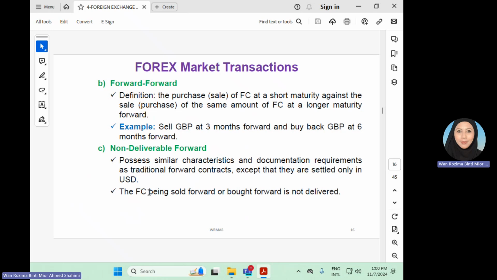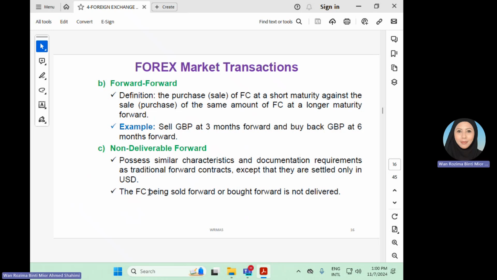So as you can see, there are two forward rates but with different maturity. One, as you can see, sells British pound at 3 months forward, and then you buy back with a longer duration of 6 months forward. So this is what we call forward-forward. And then C, non-deliverable forward, NDF.